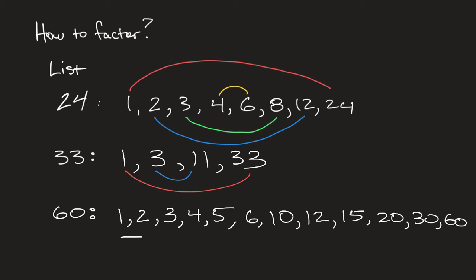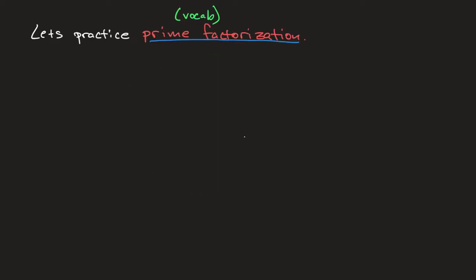So as you can see, if we're going to list factors, those lists can get really long, really fast, and you should know 60 has the most factors of any number less than or equal to 100. Let's move on. We've talked about prime factorization before. It's a vocab term. What does that mean?